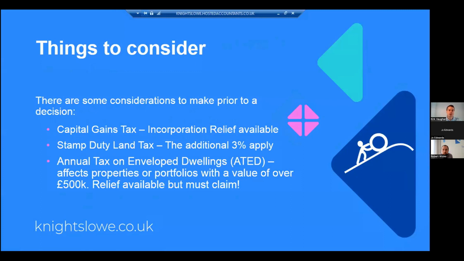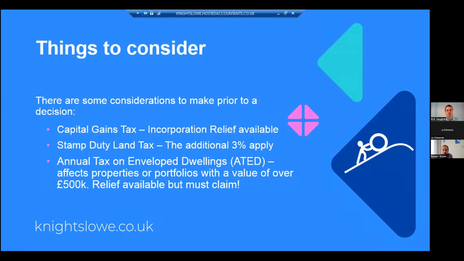Unfortunately, it's not as straightforward as just transferring your business to a company. There are tax implications of making that change. The main ones are capital gains tax and stamp duty land tax. Luckily, there are reliefs that can apply. So, for example, when you transfer your business from a partnership or from an individual to a company, it is possible to claim incorporation relief. This means that any capital gain that you have on the properties when you transfer them is rolled over into the shares you own in the company.